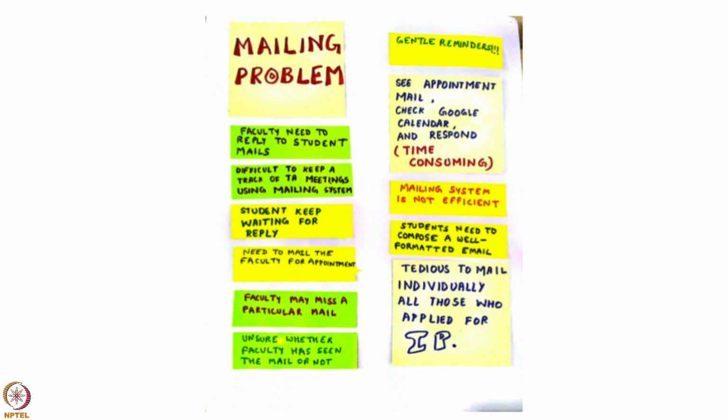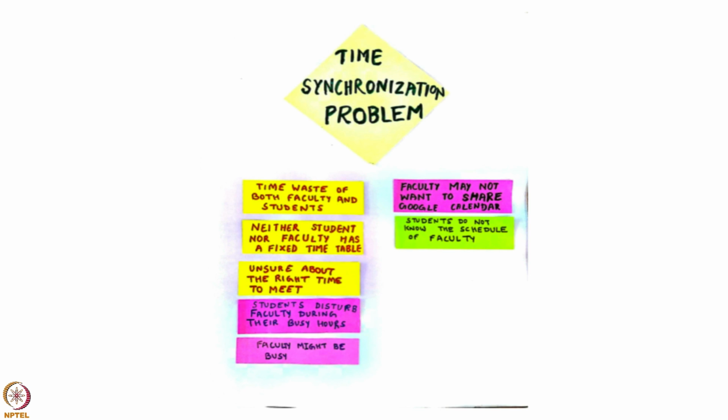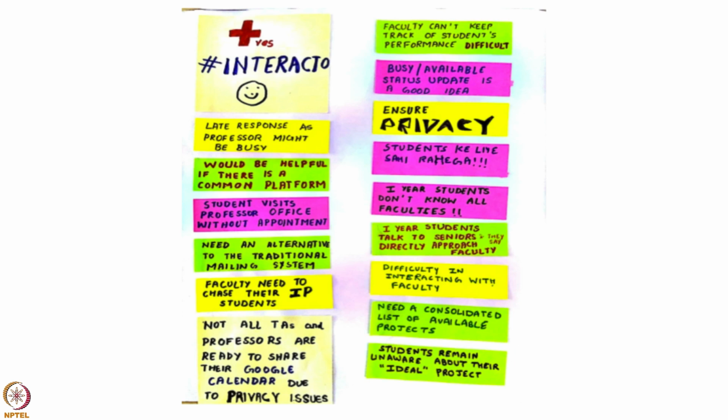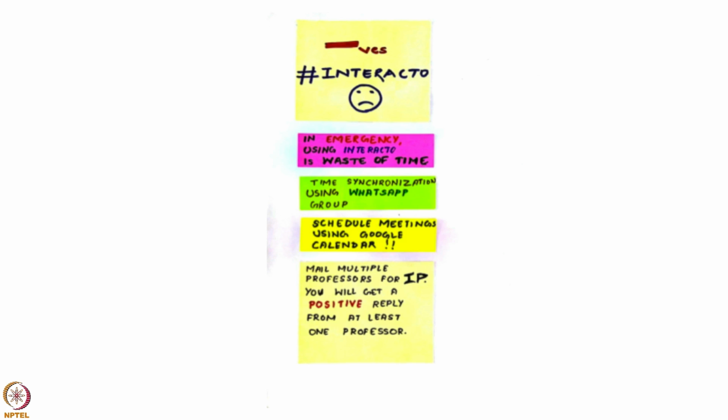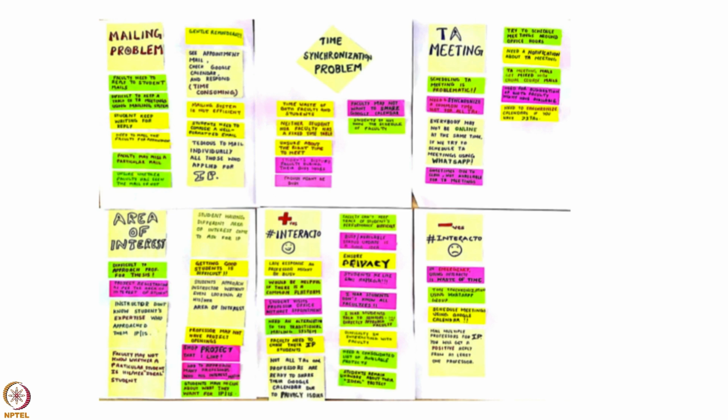Some of the other clusters are mailing problem, time synchronization problem, TA meeting, positives of Interacto and negatives of Interacto. The cluster negatives of Interacto is important because these are the challenges that need to be overcome to ensure best user experience. We made the affinity diagram to cluster the user reviews and ensure that the functionalities of the app are as per the user requirements.